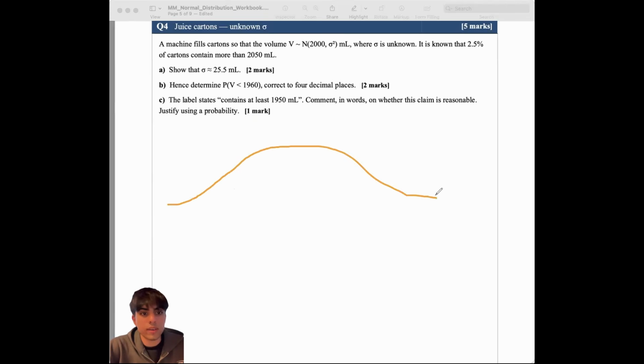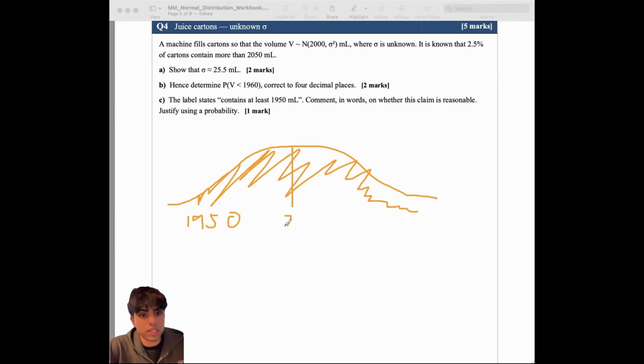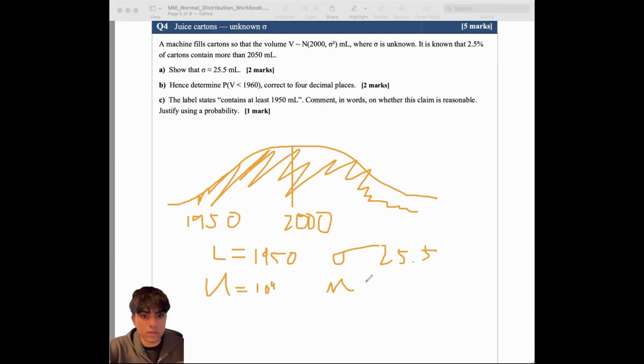So we want to find the area of it containing at least 1950. So we have 1950 here. Let's find the probability that the area is greater than 1950, which is around 2 standard deviations away from the mean of 2000. We know it's probably going to be around 97% chance that it's more than 1950. So we do a lower of 1950, an upper of 10 to the power of 9, and a standard deviation of 25.5, and a mean of 2000.